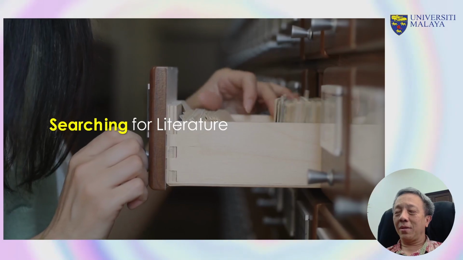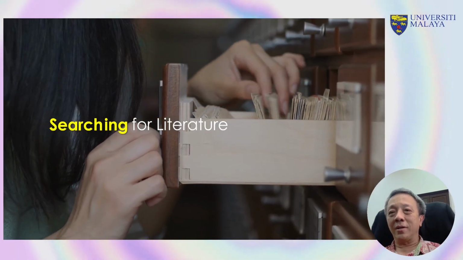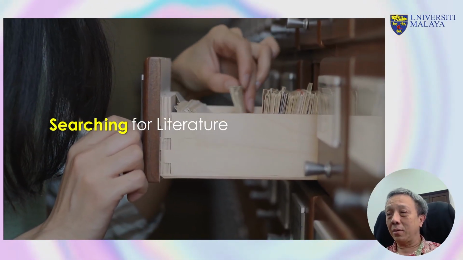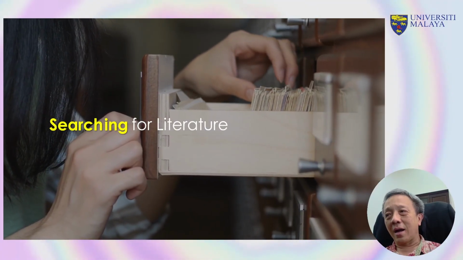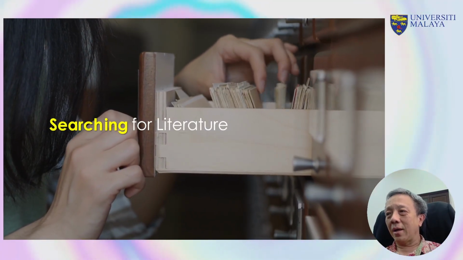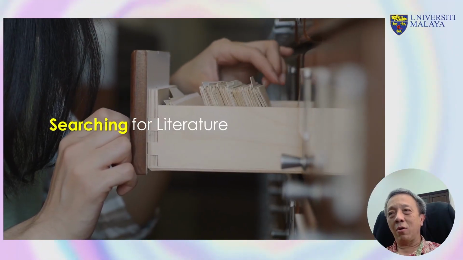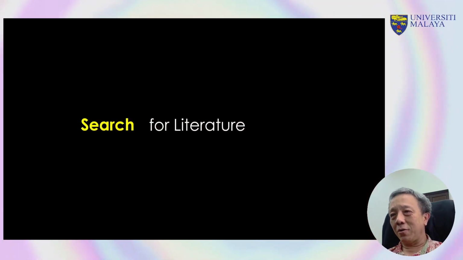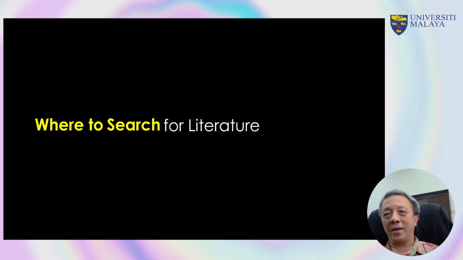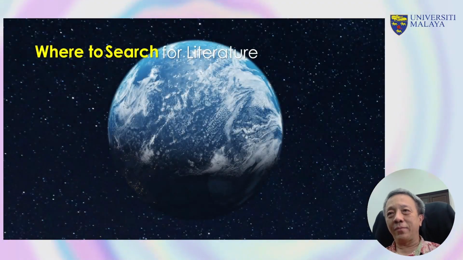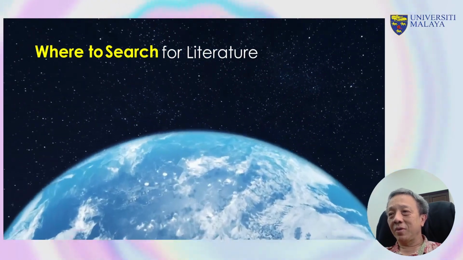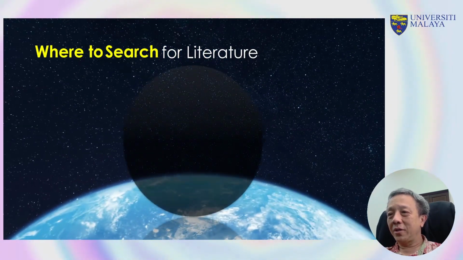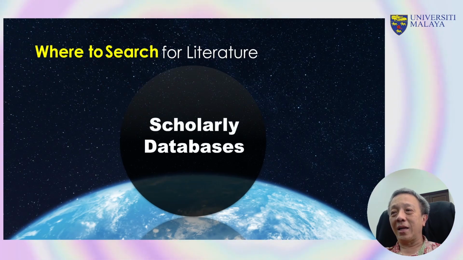We look at previously, searching for literature was very tedious work. You needed to go to the library, go through the card catalog to find the book, and then only you could find it on the shelf. But of course, things have changed, and currently you can do it online, on the World Wide Web, or by searching through a scholarly database.